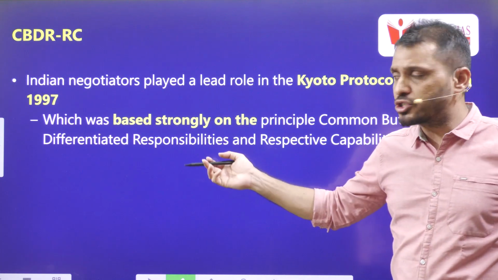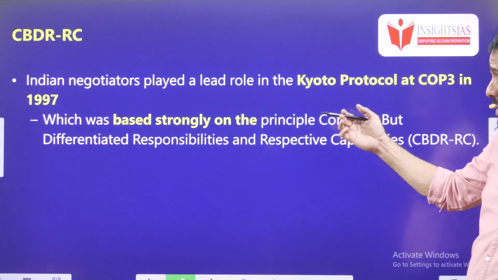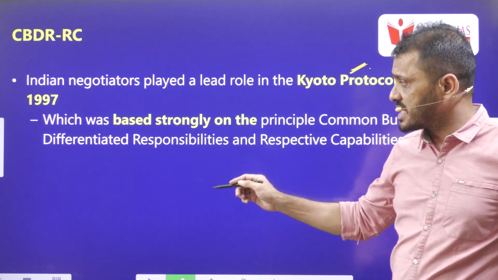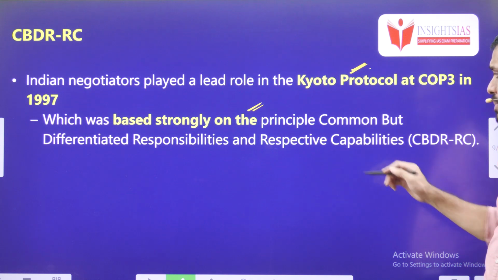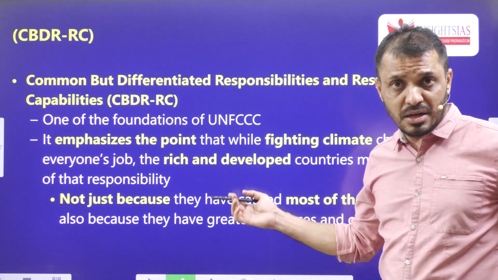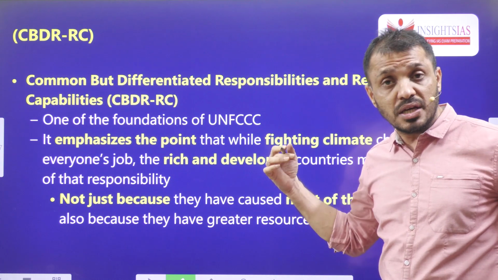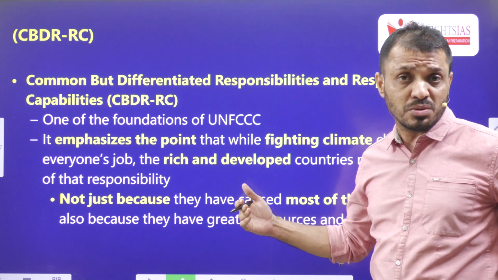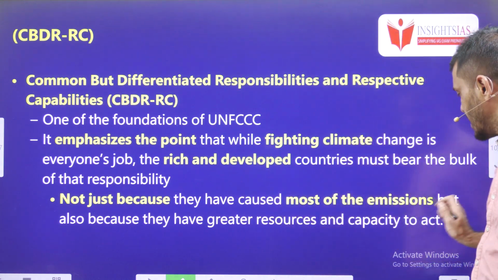Okay, India played an important role in the Kyoto Protocol at the third COP meeting in 1997. India put very strong emphasis on the principle of common but differentiated responsibilities. Rich and developed countries have not only contributed a lot of fossil emissions, but they also have a lot of resources and technology, so they have to take the initiative.